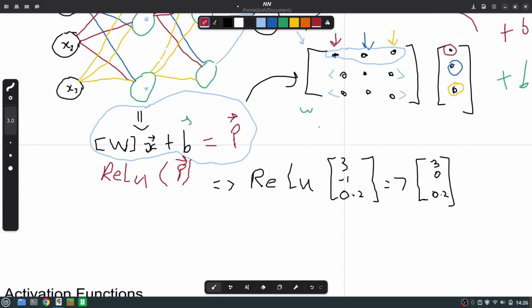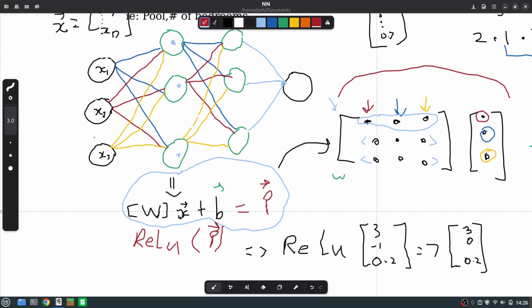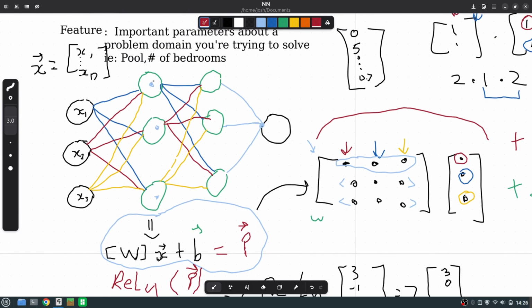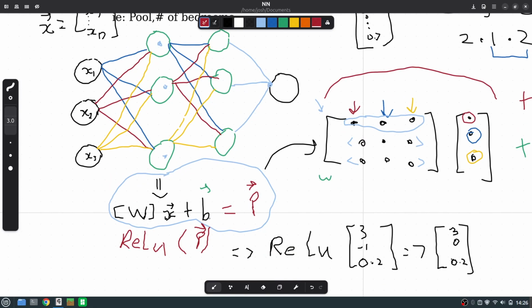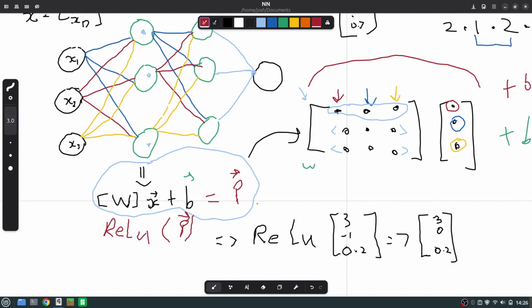Okay, so you understand, right, what the input layer is, and hopefully you understand what this hidden layer is, right? This hidden layer is just this Wx plus b part, right? And p, what you get when you carry out this is what's called a pre-activation, right? That's why I called it p. It's called pre-activation. And then what you need to do is take a function called ReLU, right, and apply it to that vector p that you get.